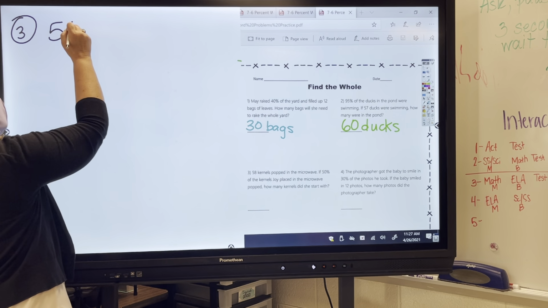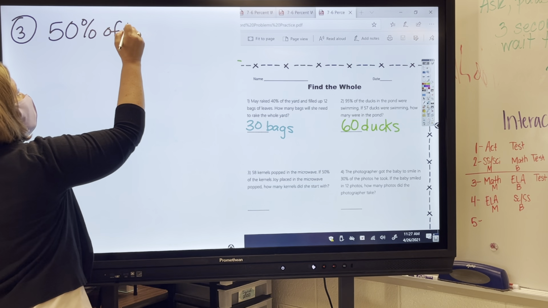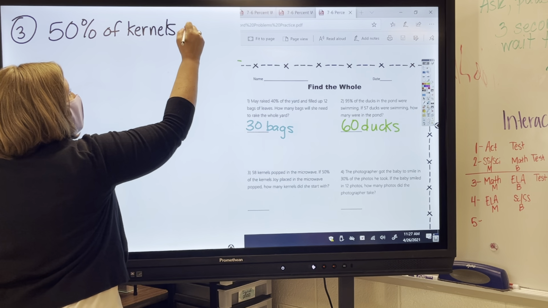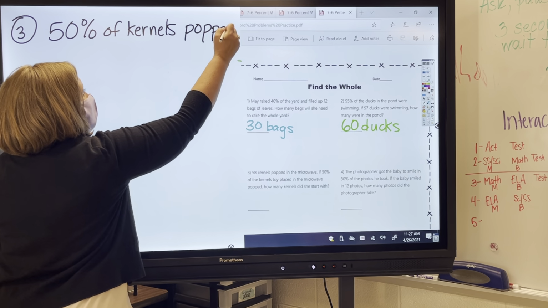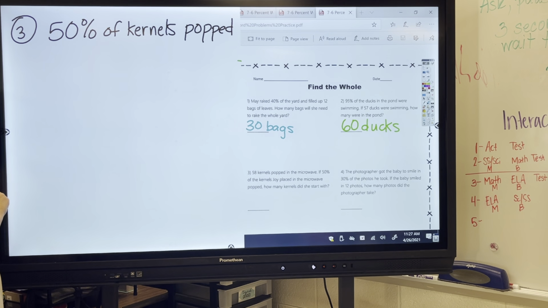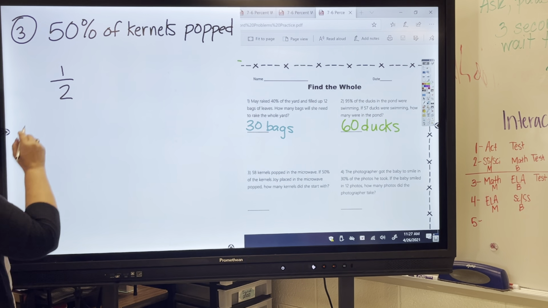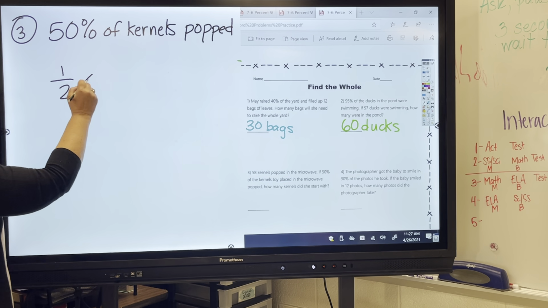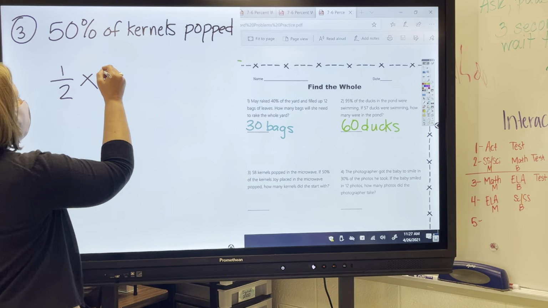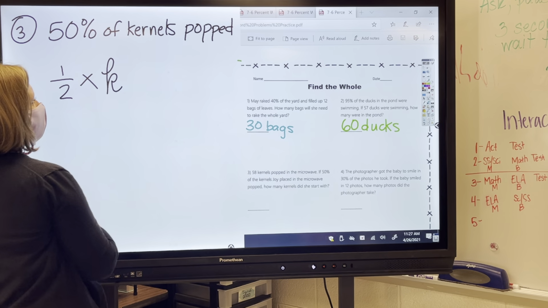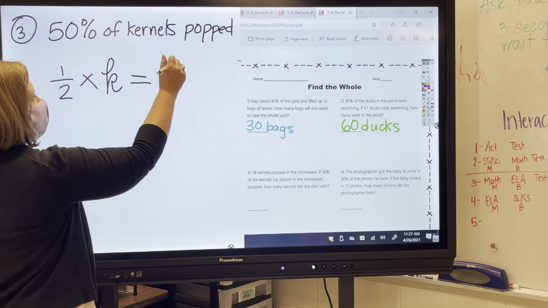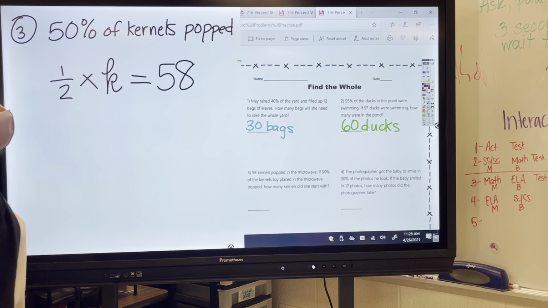So, 50% of the kernels popped, right? So, 50% is what? Half. Okay. Half. What does of mean? Kernels. Do we know how many she put in there? No. Nope. Kernels. How many popped? 58.